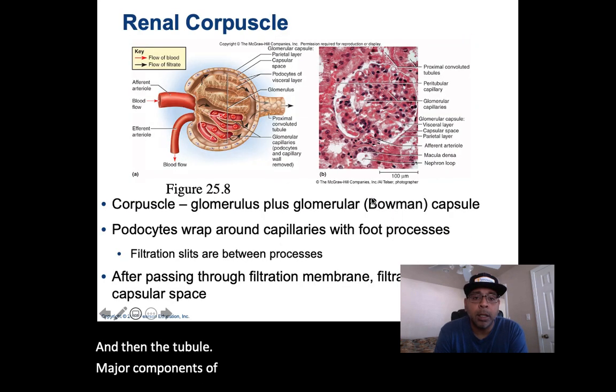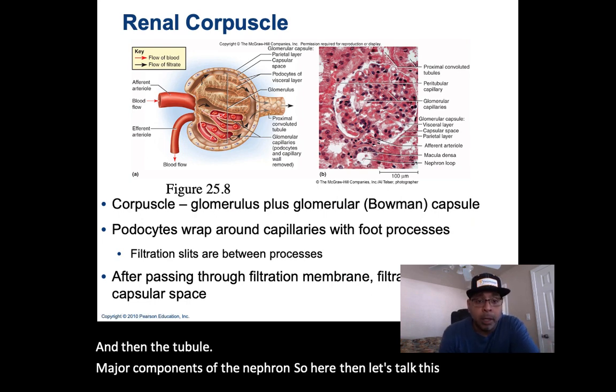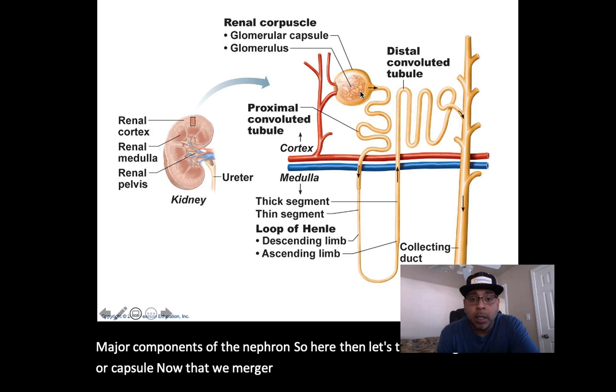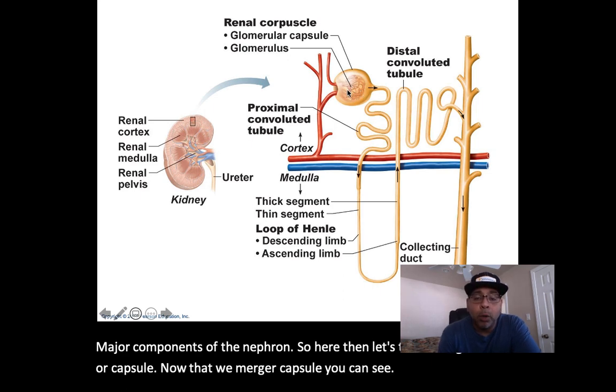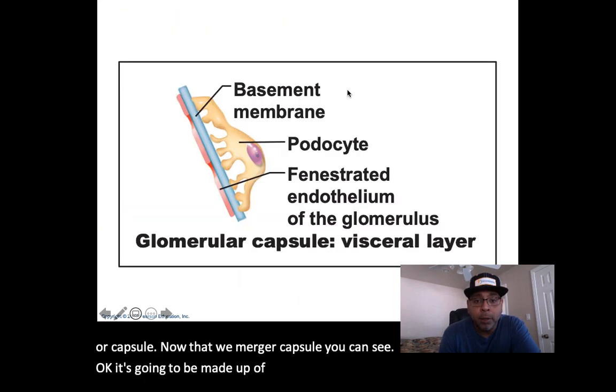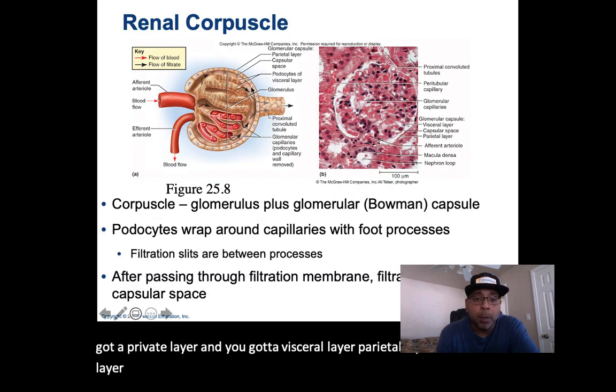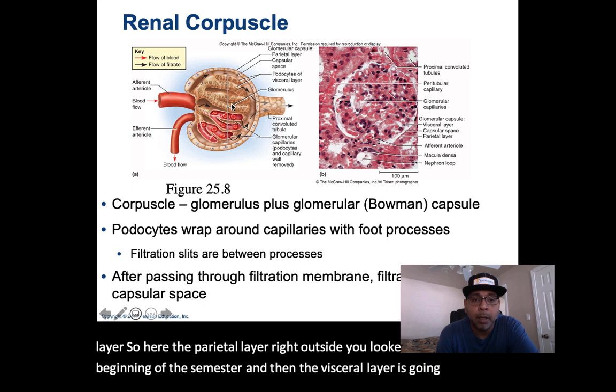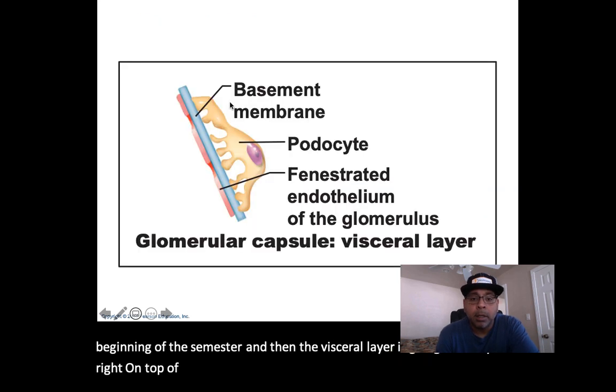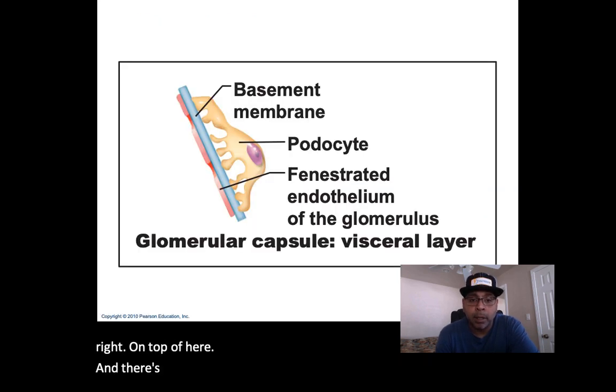So here then let's talk this glomerular capsule. Now the glomerular capsule, you can see, is going to be made up of two parts. You've got a parietal layer and you've got a visceral layer. Parietal layer and visceral layer. So here, the parietal layer right outside, you've looked at that in the beginning of the semester. And then the visceral layer is going to be the layer right on top of here. And there's that visceral layer in greater detail.